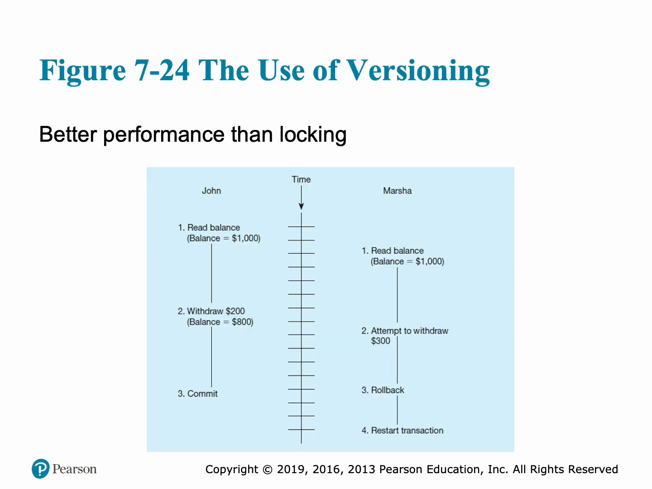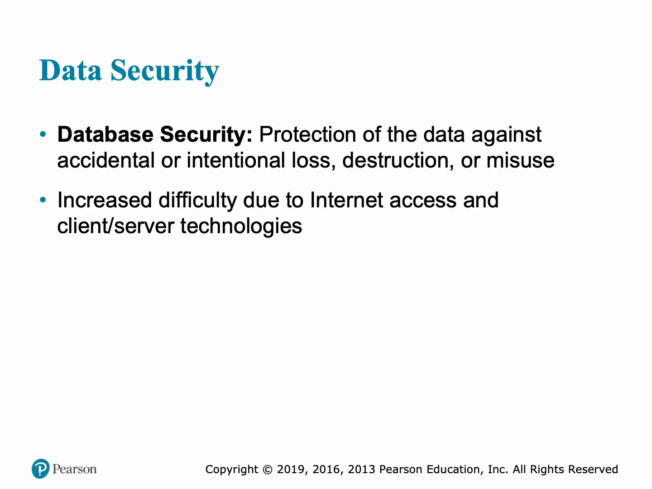Here we see the result of versioning. If John's transaction begins before Marshall's transaction, then Marshall needs to redo hers. Note that with versioning, you are not going to encounter deadlock.